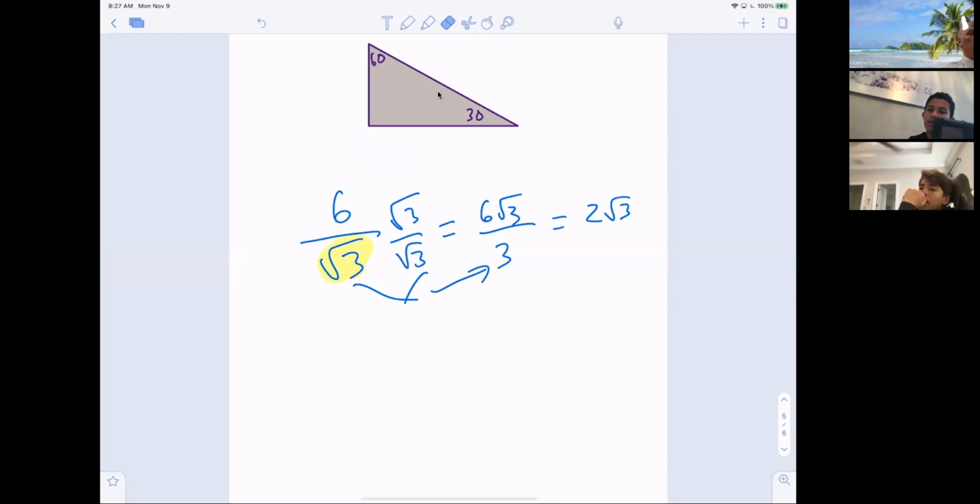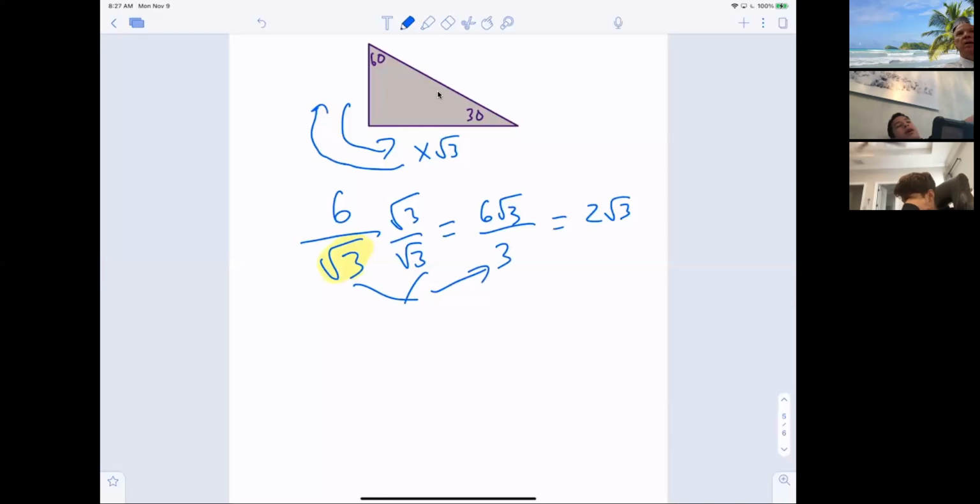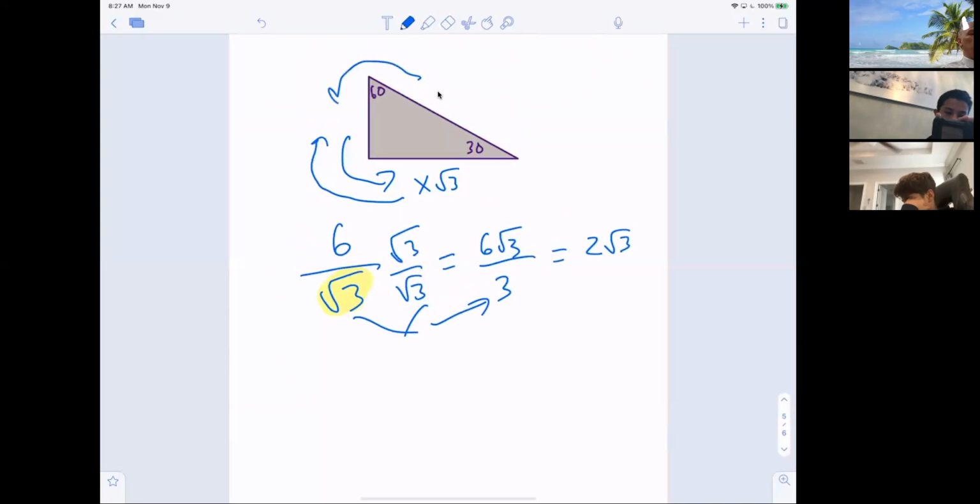All right, so now you have to remember this. If I'm going from the 30 to the 60, I multiply by radical 3. If I'm going from the 60 to the 30, I do what? Divide by radical 3. If I'm going from the hypotenuse to the 30, I divide by 2. If I go the other direction, I do what? Multiply by 2. Now, again, please listen to what I'm saying.